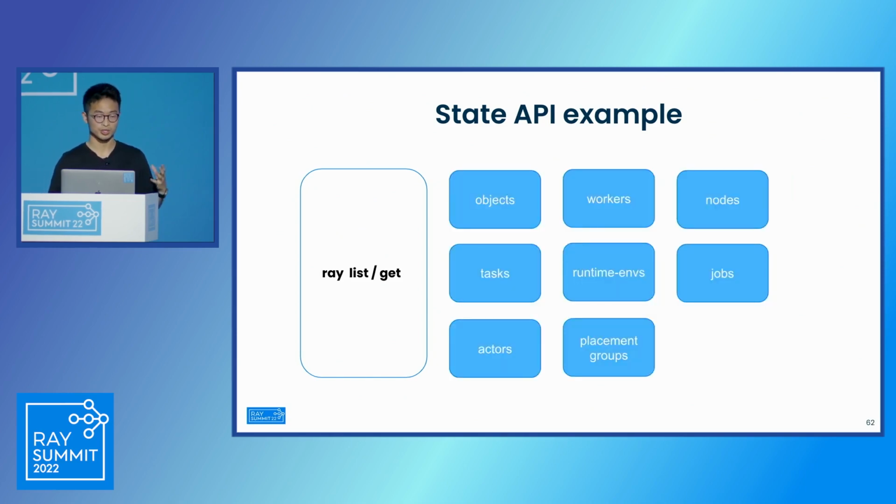Cool, so other than objects, tasks, and actors, we also allow you to query state things like workers, nodes, runtime environments, jobs, and placement groups. So we hope this will be the first step for us to bridge the gap in detecting what state your current Ray program is in. So hopefully this makes debugging a little bit easier for you on the Ray cluster.